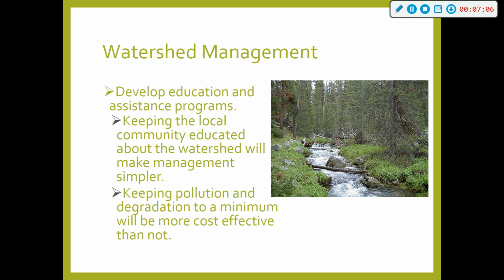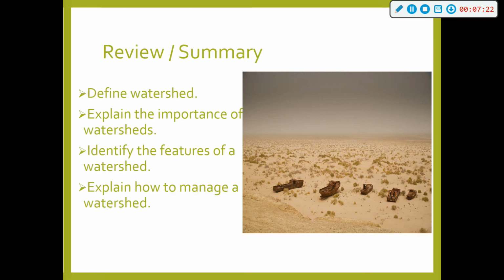So it'll also help develop education and assistance programs. Keeping the local community educated about the watershed will make management simpler. Keeping pollution and degradation down to a minimum will be more cost effective than not.